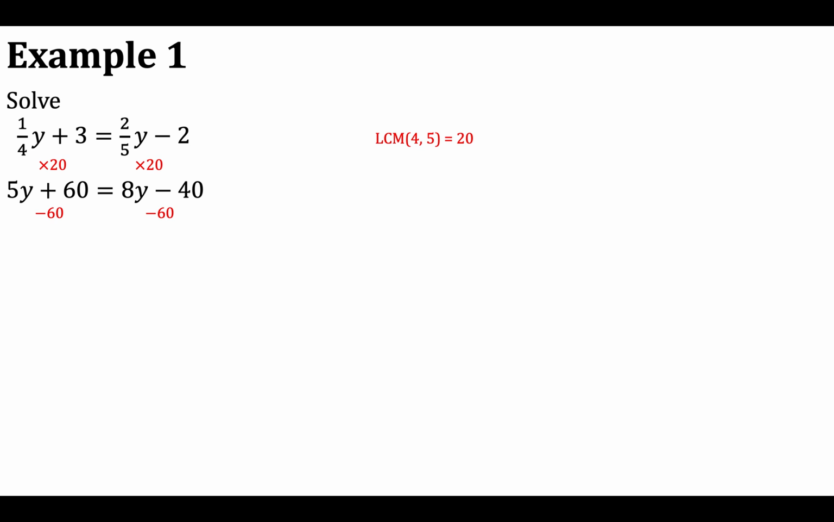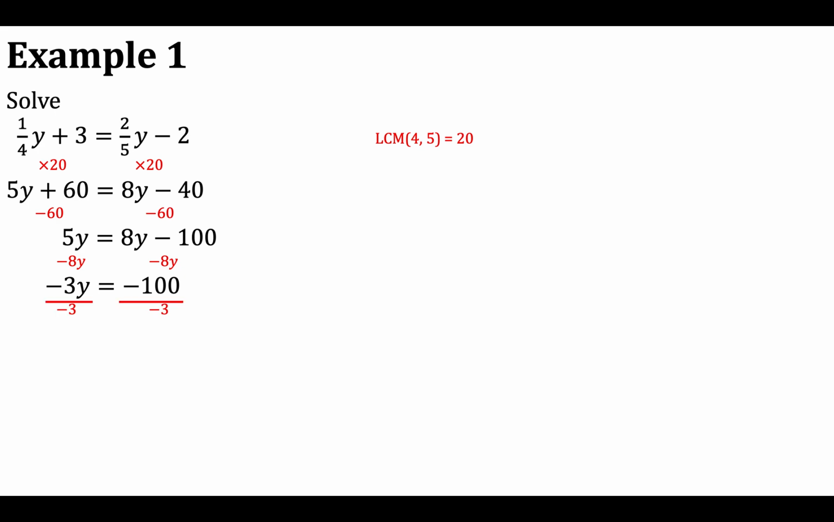We're going to subtract 60 from both sides, and that will leave me with 5y equals 8y minus 100. I can then subtract my 8y from both sides. That will leave me with negative 3y equals negative 100. And I need y on its own here, but it's currently been multiplied by a negative 3. So we need to divide throughout by negative 3.